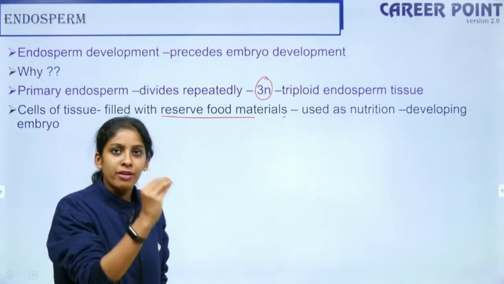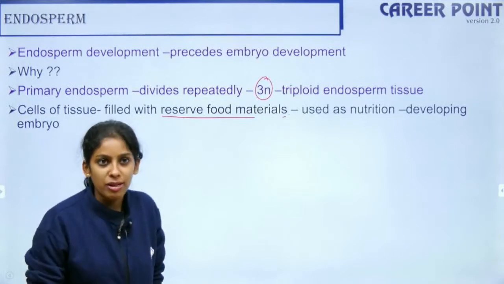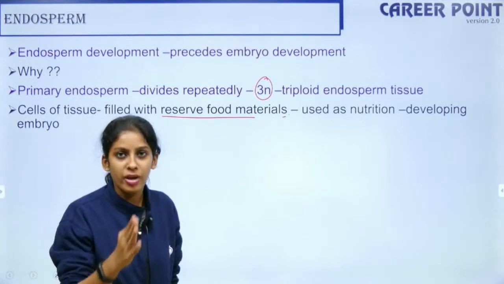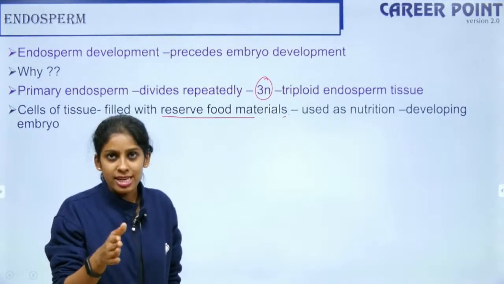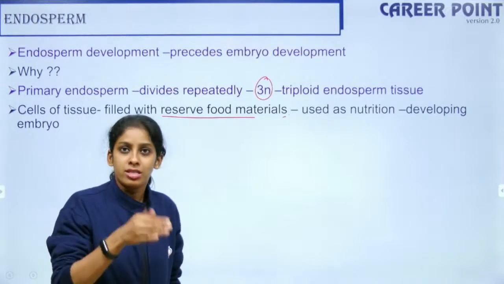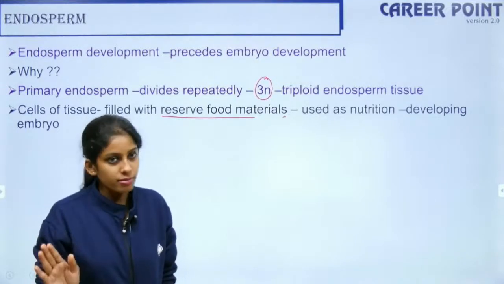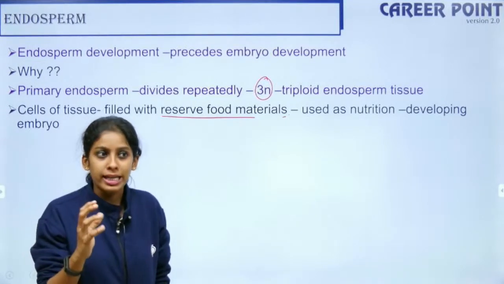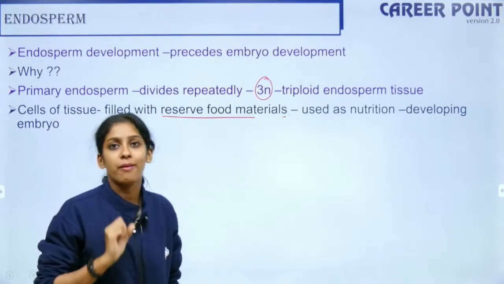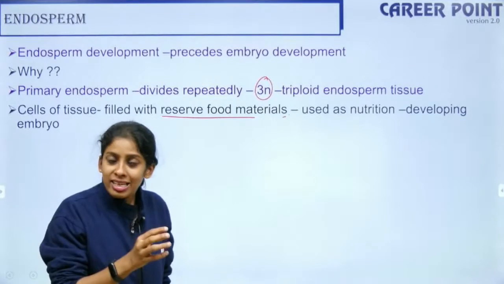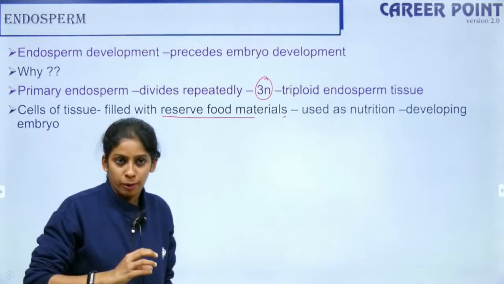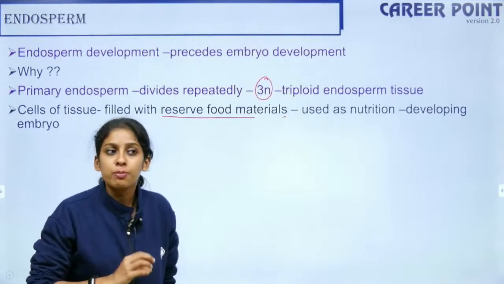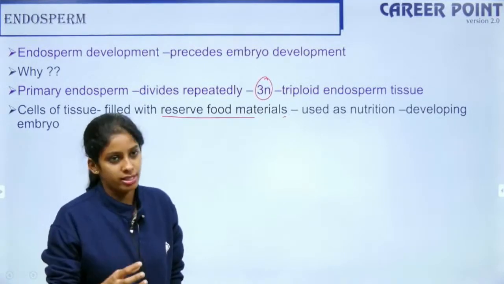Similarly, if a zygote is developing, the zygote develops into an embryo. Right after fertilization, it is called a zygote. Zygote develops into embryo. To ensure that the embryo develops properly, someone has to nourish the embryo, right? That nourishment is done by endosperm. That is the reason endosperm development takes place first.